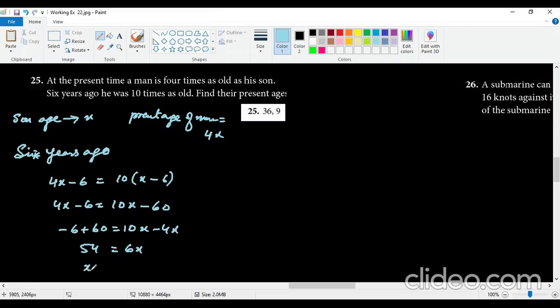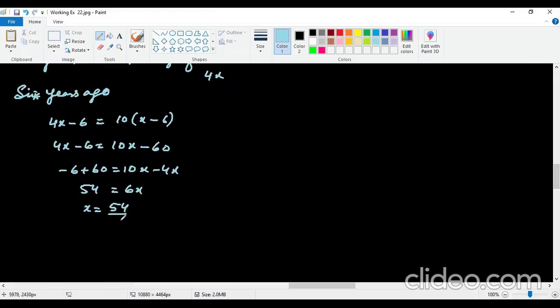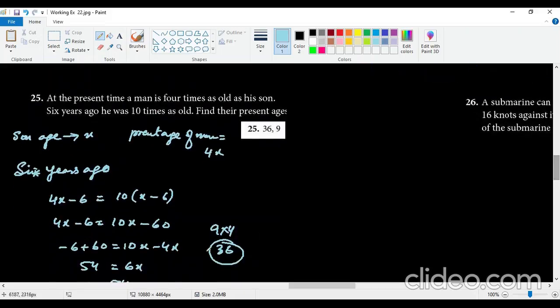So x will be equal to 54 divided by 6, which is going to give us 9. So the age of the son is 9 years, and 4 times the son's age is going to be 36. 9 times 4 is 36, which is the age of the man. Moving on to the next question.